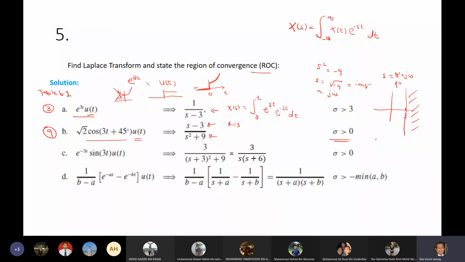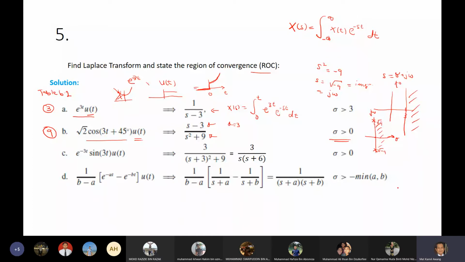So basically if you plot this, you get like that. This is square root of 9, this is square root of minus 9. This is the gamma, this is the j omega part. So the region of convergence is this side. Okay, clear?